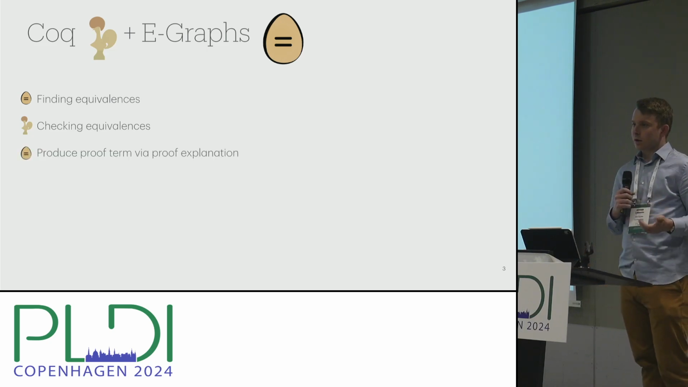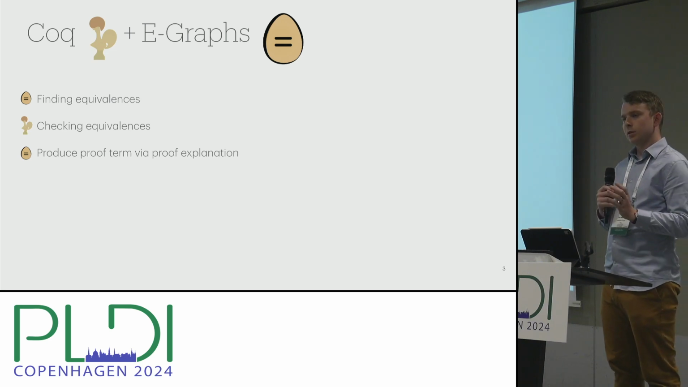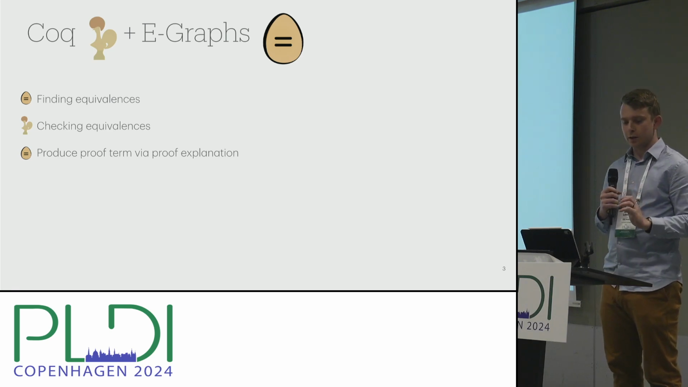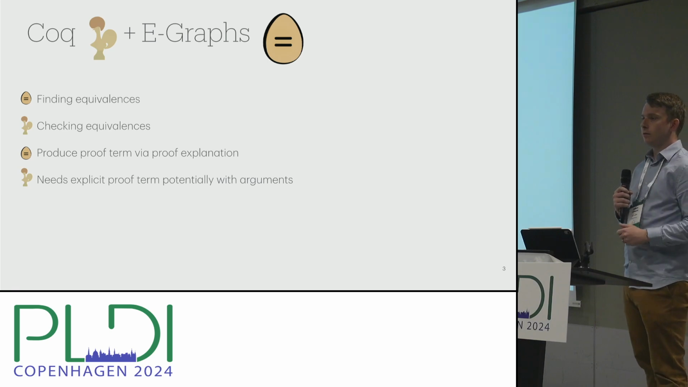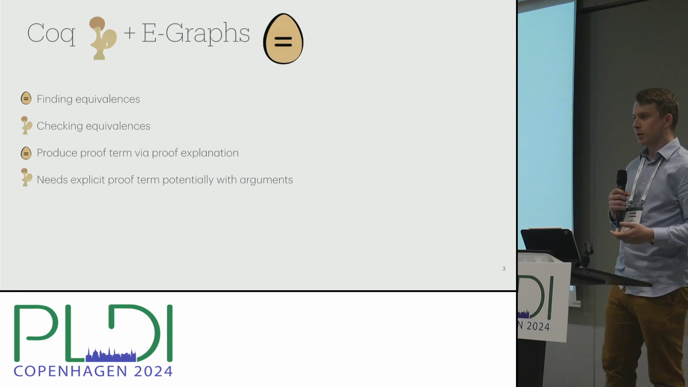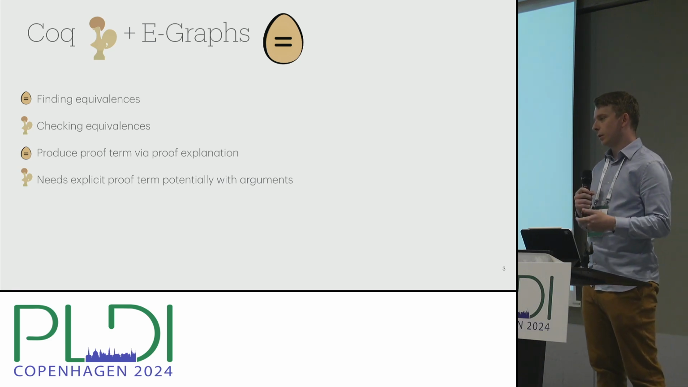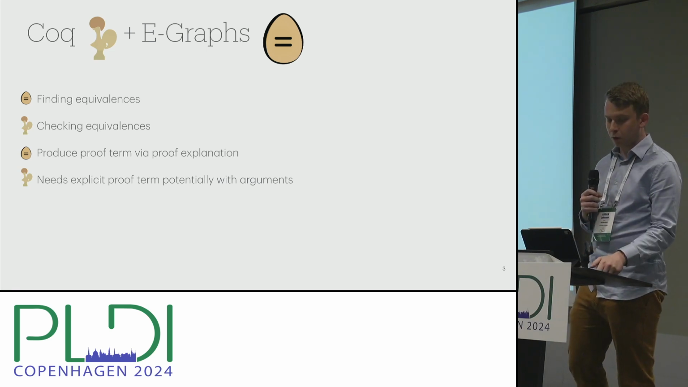So then eGraphs can produce a proof term as well via proof explanation, which gets us closer to the shape that Coq would like to have a proof in. Specifically, Coq is usually quite verbose and needs very explicit instructions, sometimes even with a bunch of arguments to apply a certain lemma within the context that you're in to really understand what you're trying to do.